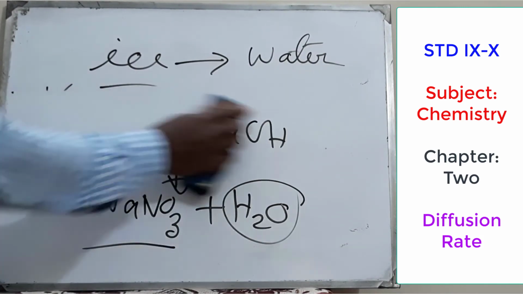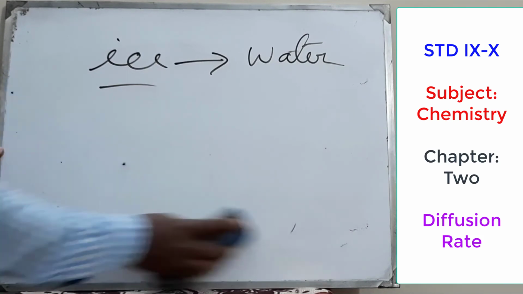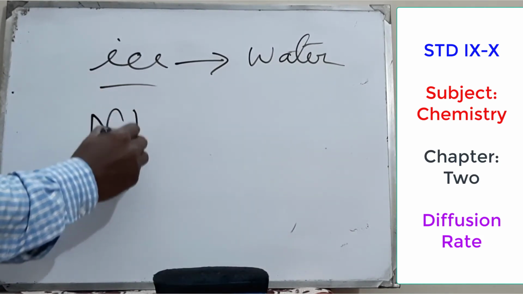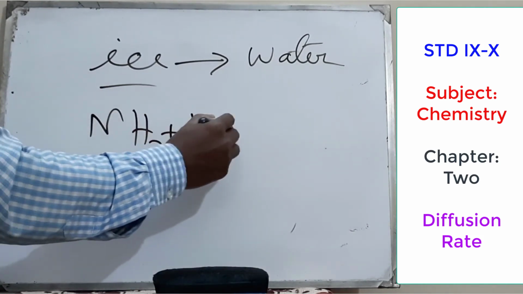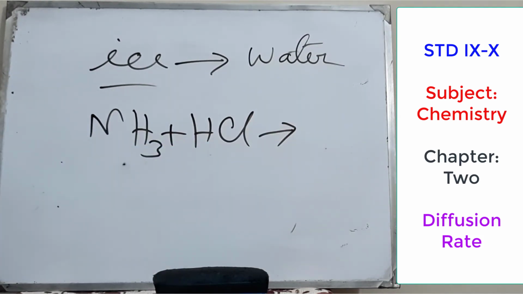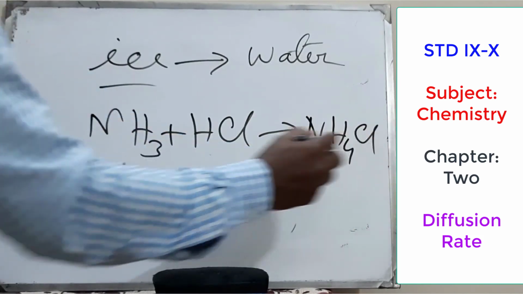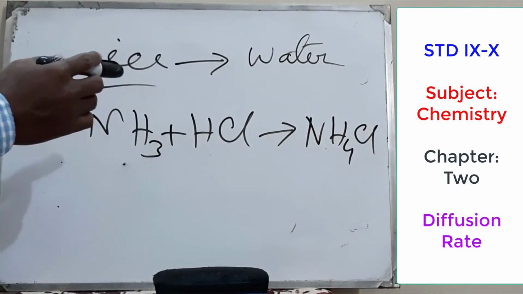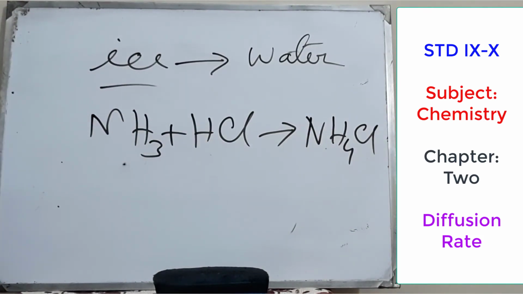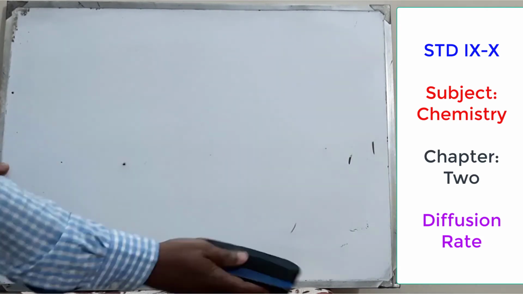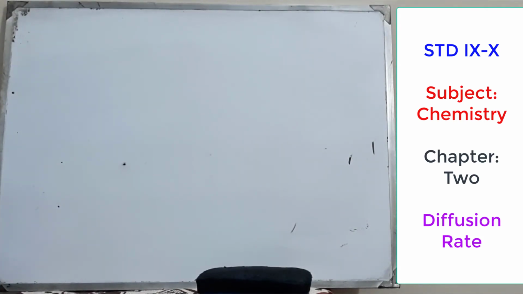So we can conclude that ammonia and hydrochloric acid, two compounds, have reacted here and formed ammonium chloride. So this is one type of chemical change. So we have got the answer from this, and we have taken help from the experiment. Okay, and next question.